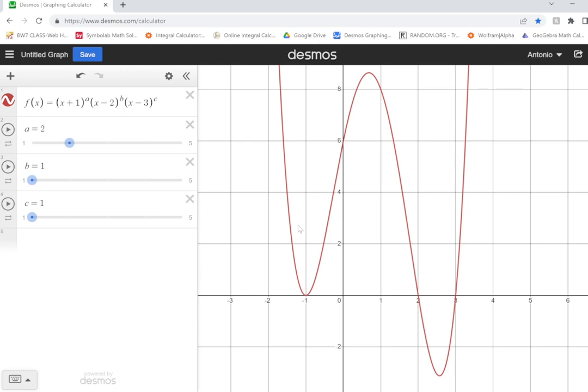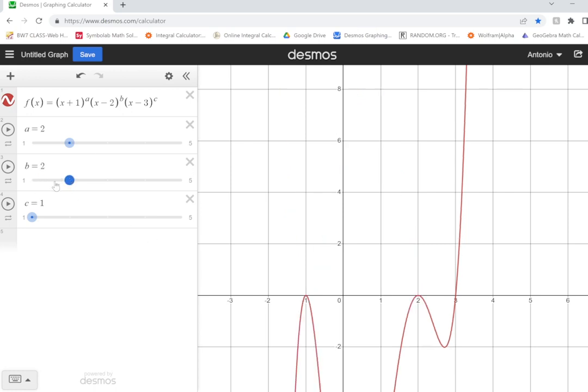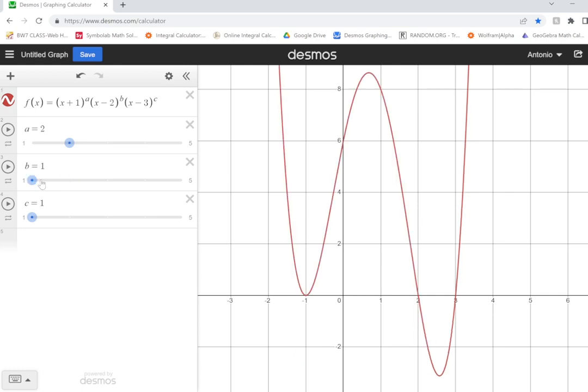So here, if it were in the opposite direction, here I changed the value from 1 to 2, and we see in both of these, with multiplicity 2, it touches the x-axis, then it bounces back in whatever direction it is. It doesn't go across the x-axis. It simply touches it once, then goes back in the direction that it came from. All right, so those are even numbered powers.